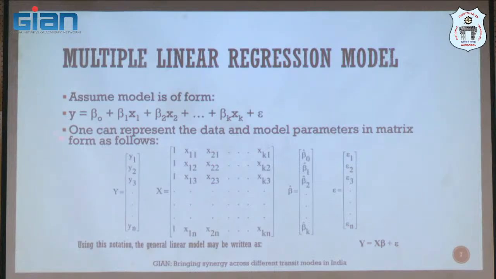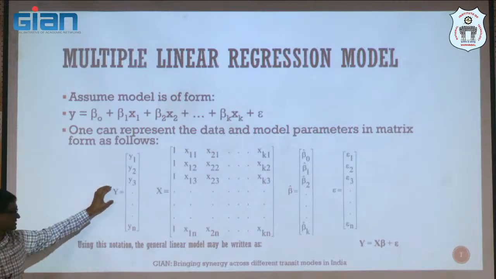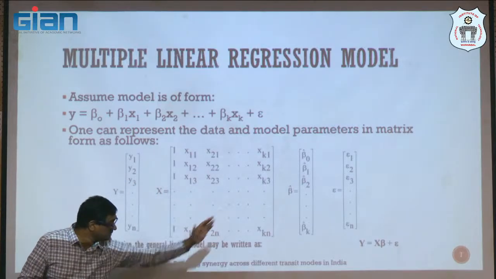Now I can write this equation like this. It's simply y is equal to x beta plus epsilon. I'm just multiplying the matrices, and you get y equals x beta plus epsilon.